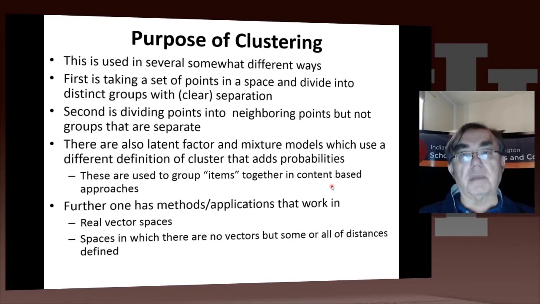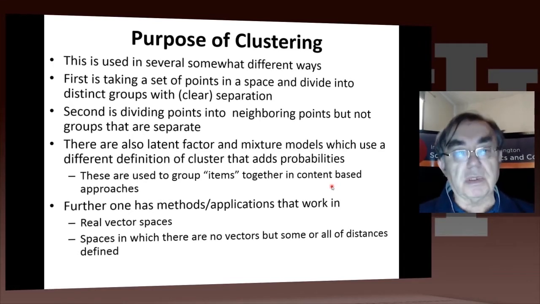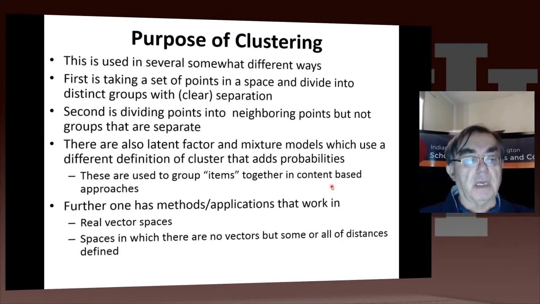Another point I wanted to make about clustering, which we'll actually illustrate very soon, is that we have for clustering 2 major types, or maybe more than 2, but at least 2 important major types, are those that work in real vector spaces, where your points are actual vectors, and those where the points are not vectors.